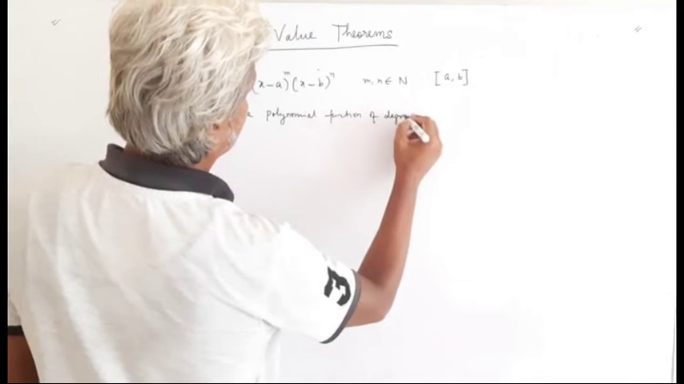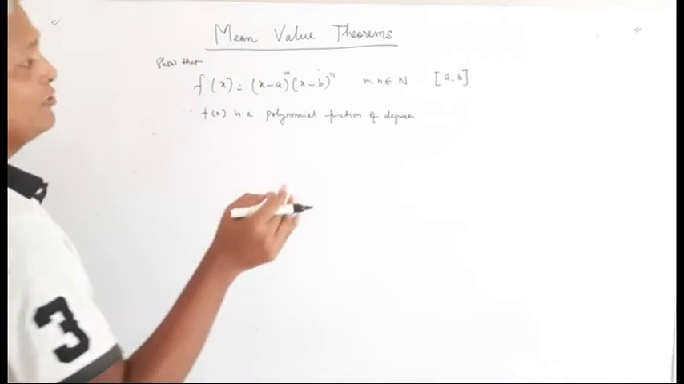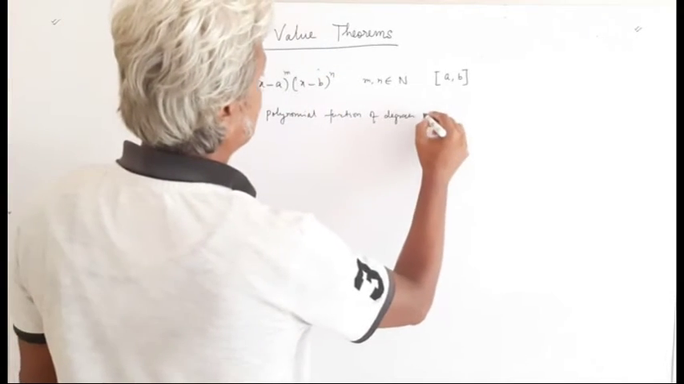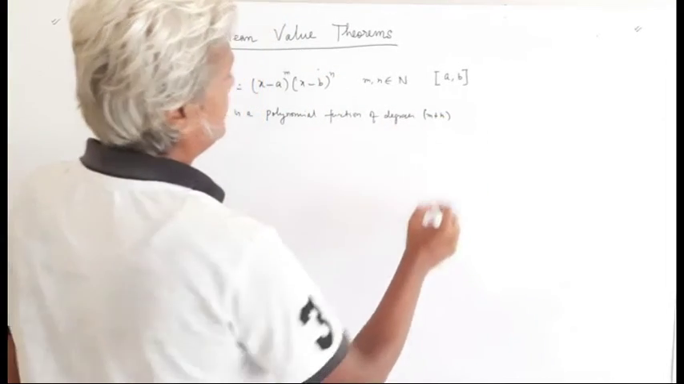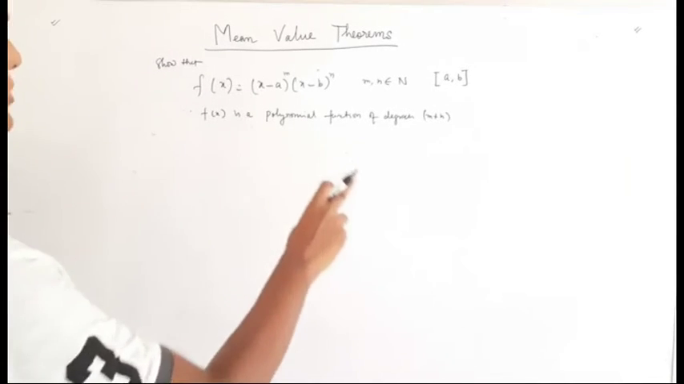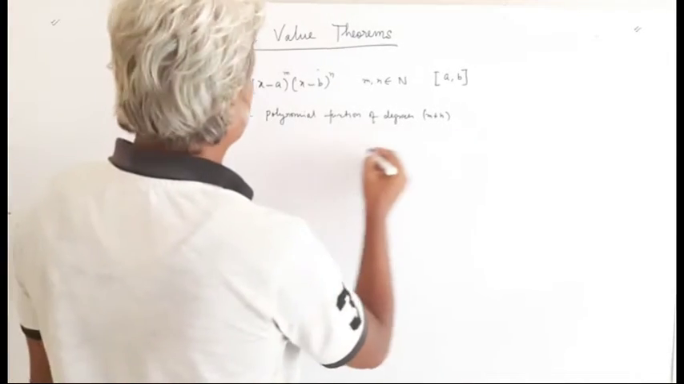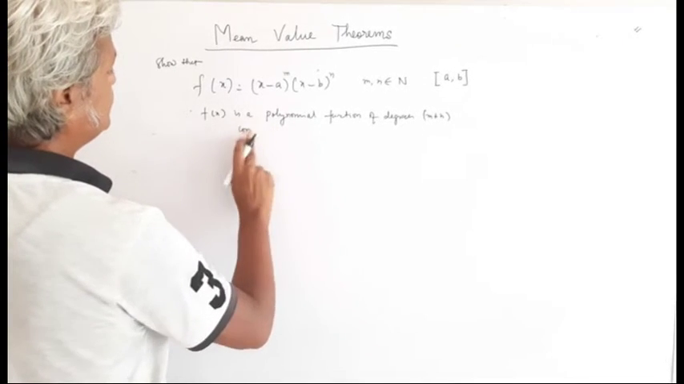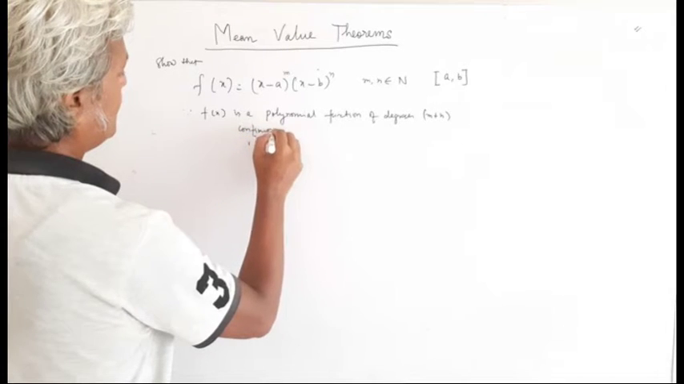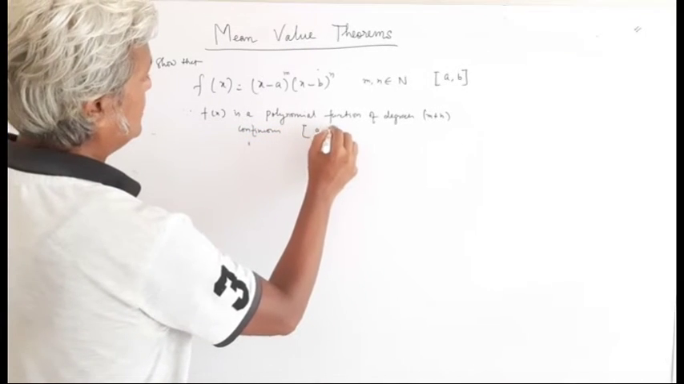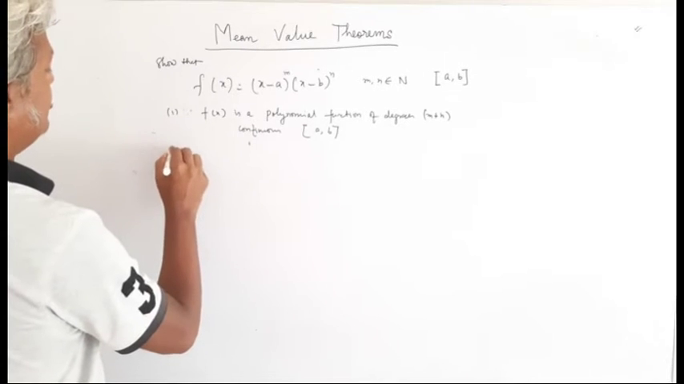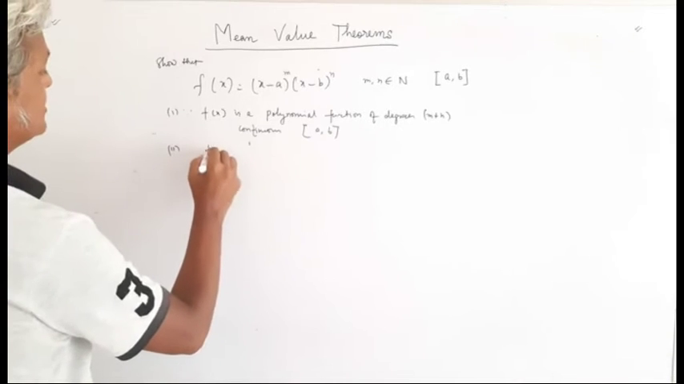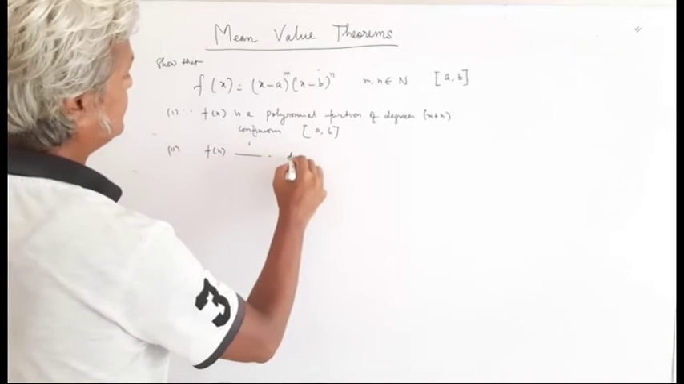of degree, this is not required, you don't need to write the degree, but I am just writing it because this is x to the power m and this is x to the power n, these are multiplying, so the degree will be m plus n. So f(x) is a polynomial function of degree m plus n, so it is continuous. So condition 1 is met: it is continuous on [a, b], the first condition. Now polynomial functions are also differentiable at each and every point. So for the same reason f(x) is differentiable.